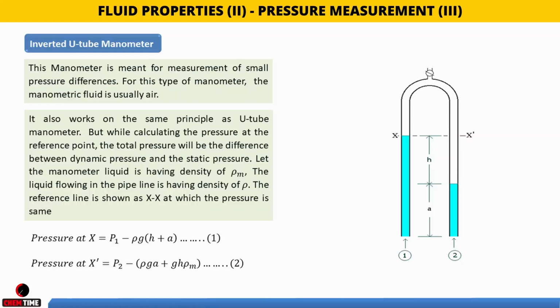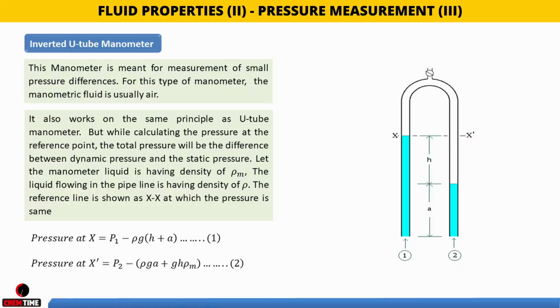The inverted U-tube manometer is shown in the figure. The density of the liquid that is flowing in the pipeline is denoted as rho, and the manometric fluid is having a density of rho m, and the reference point is taken as x dash. The pressure at x is P1 minus rho g into (h plus a), where P1 is the dynamic pressure and rho g (h plus a) is the static pressure. Pressure at x dash is equal to P2 minus rho g a plus rho m g h.